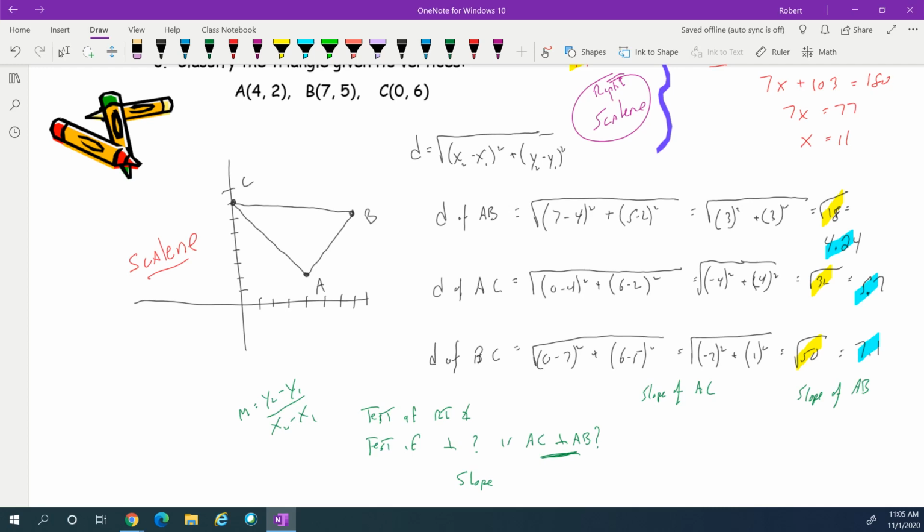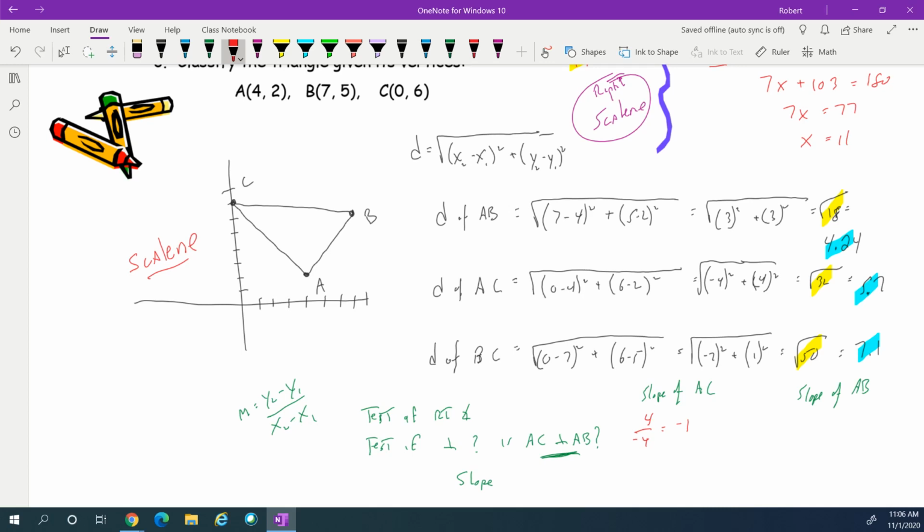But let's figure out the slope of AC. So slope is y2 minus y1. So 6 minus 2 is 4 over x2 minus x1, negative 4. So the slope is negative 1. Now look at the picture. It is going downhill, so negative makes sense.